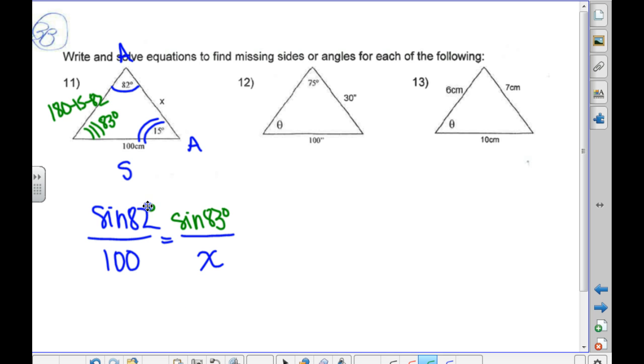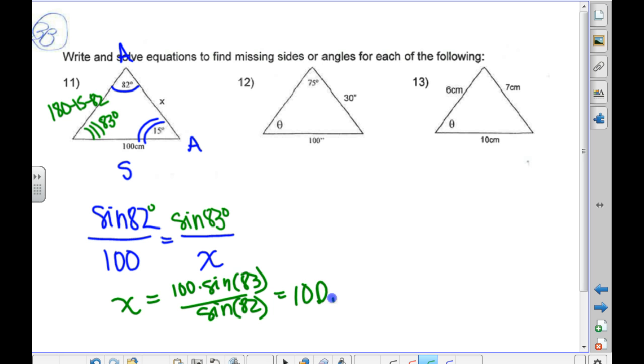I'm looking at this thinking our answer is going to be really close to 100. Okay? Because if we have the sine of 82 is across from 100, the sine of 83 should be just a little bit bigger than 100, I'm thinking. Cross multiply and divide and we get what? 100 times the sine of 83 divided by the sine of 82. Is it like 100.2 or something really small? Okay, and it was centimeters. It is a length of side.